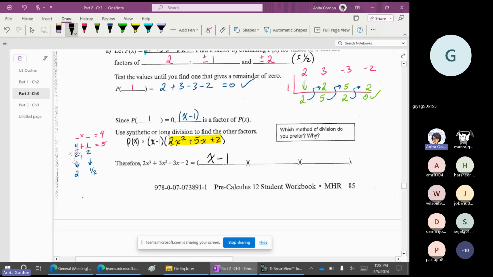x minus 1, x minus 2, 2x minus 1. These are my three factors of the polynomial. All right, so the constant gives you a starting point, and the starting point is there to make it factorable using easier methods.